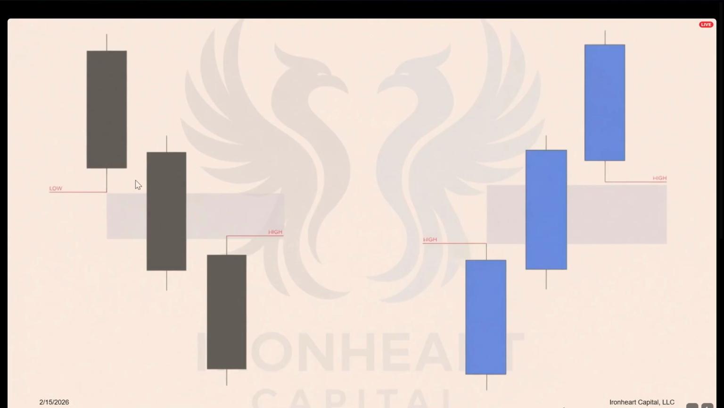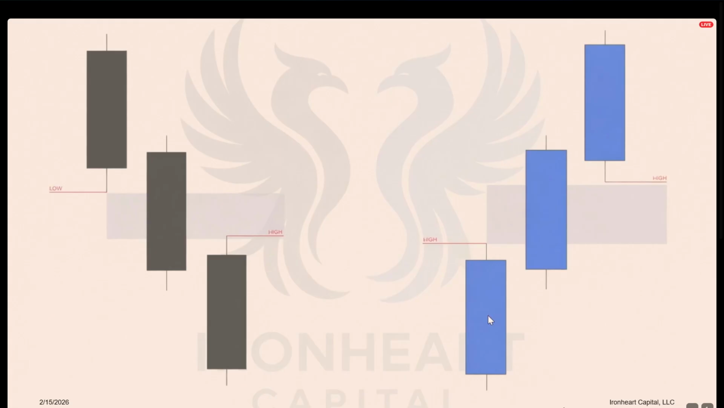But here are the wicks of these candles, right? This is the low of the first candle and the high of the third candle. There is a clear displacement candle in the middle, and the gap between these wicks represents your fair value gap, right? These wicks are not touching, as it should always be. This is a valid bearish fair value gap.